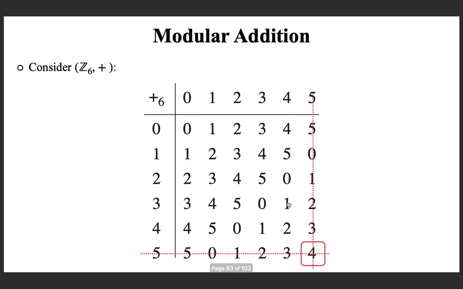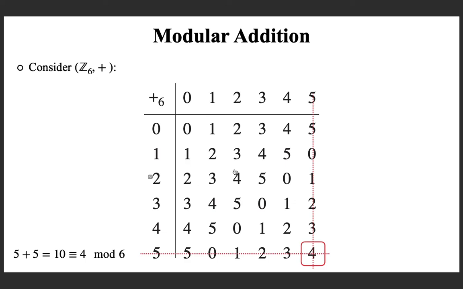Another example, what is 5 plus 5? It is 10. What is 10? 10 is congruent to 4, because when you divide 10 with 6, you will get 4 as the remainder. So the result is 4. And verify that for every other pair, there are 36 pairs, the value computed or shown over here is correct. So I am leaving that verification as a homework exercise.